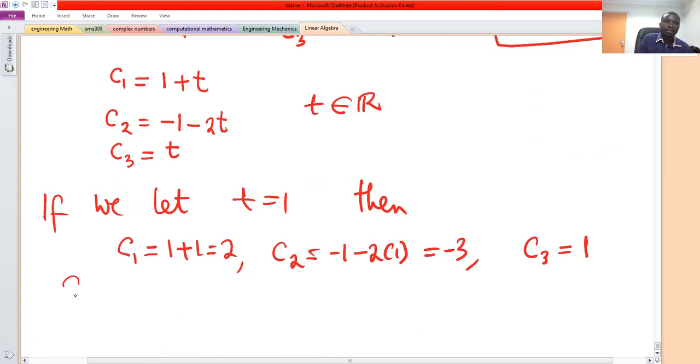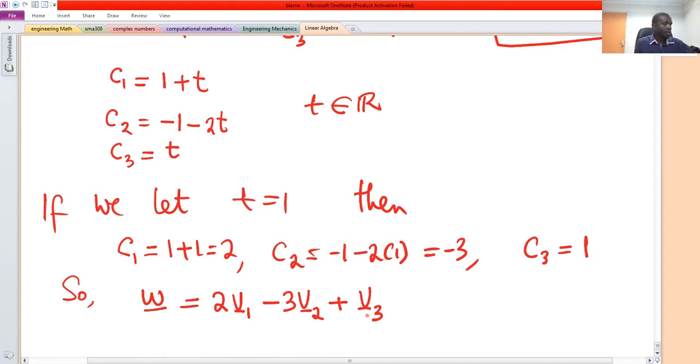So W will be given by C1, which is 2V1, C2 is minus 3V2, and then plus V3 times 1. So that is a possible linear combination of the vectors given by set S1.